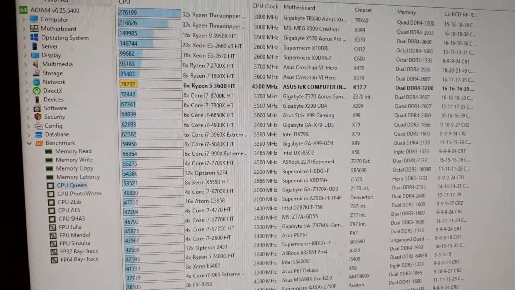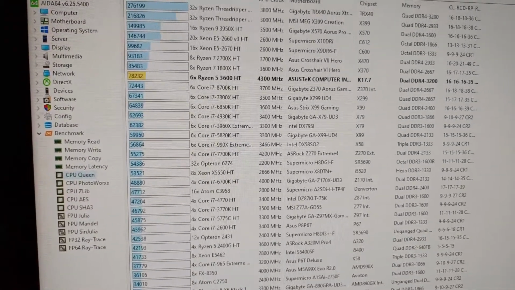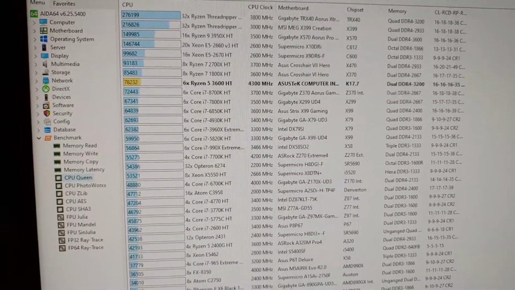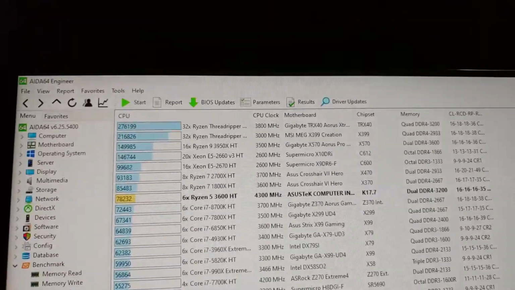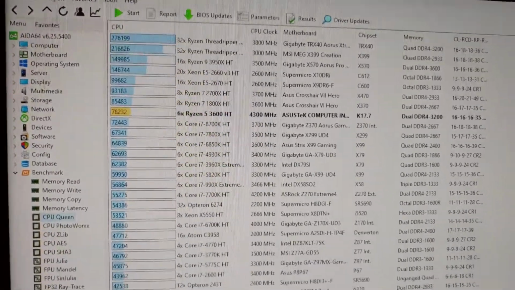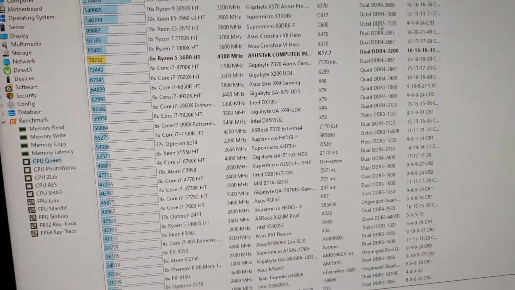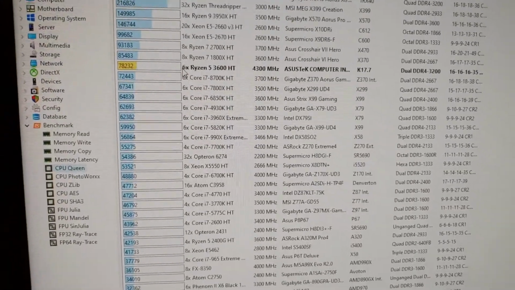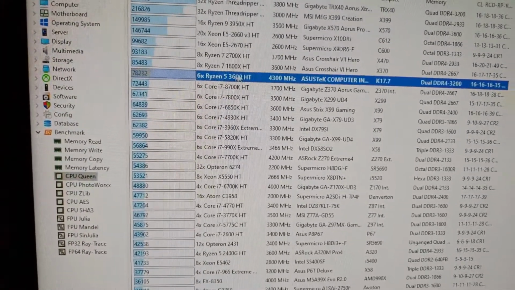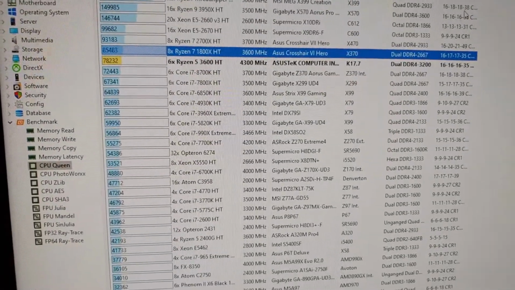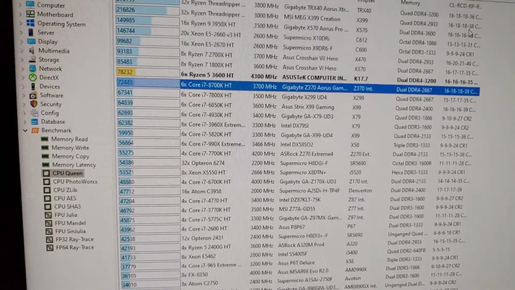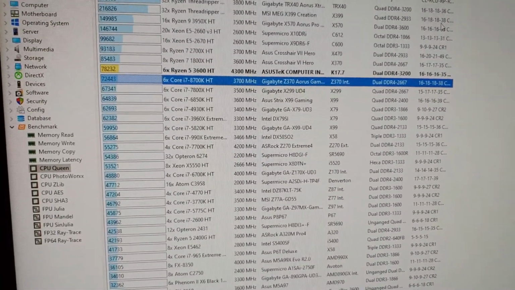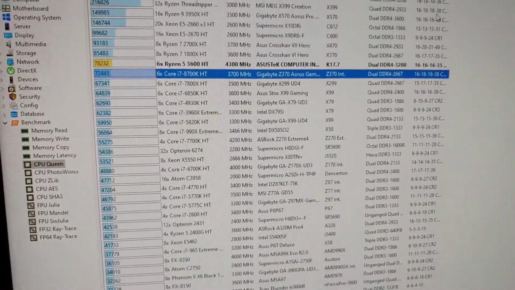So I fired up another very famous benchmarking and overall system information utility, and that's called AIDA64. I am using a licensed version of the AIDA64 Engineer Edition, and here you can see I have done a benchmark of the CPU Queen at my overclock settings, and its performance is quite good. So you can see it is performing better than the i7-8700K, which is, honestly speaking, quite a more expensive CPU than the 3600.